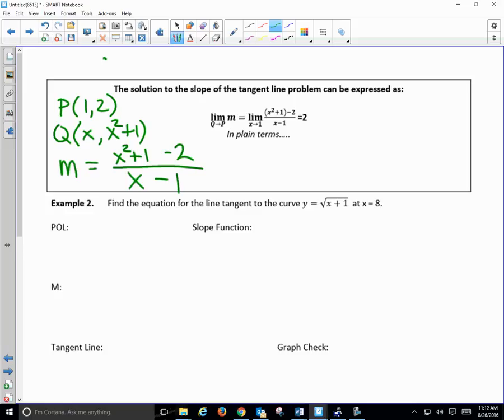We used this and we put in different values for x. What did we let x be equal to? What was the first number we chose x to be equal to? 2. And then we got closer. Then what? And then so on and so forth, right? What number could we not plug in for x? 1. Why? Because it's not part of the domain of that slope function, right? You would get a 0 in the denominator.